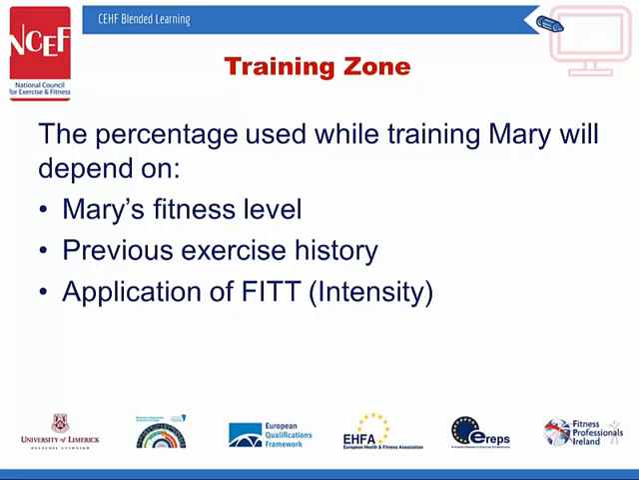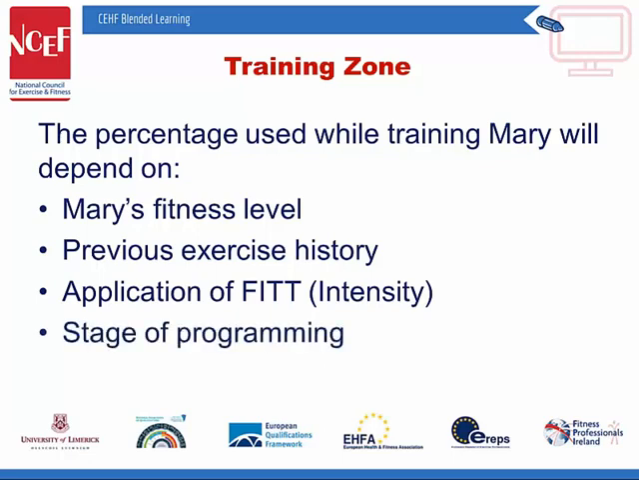So if we were trying to apply overload to the program, maybe Mary might have started off at 60% of her maximum heart rate, and X number of weeks down the road we would try and implement a little bit of overload into the program. We might bring her up to 65%, maybe 70%, and so on, depending on how she was feeling and how she was doing.